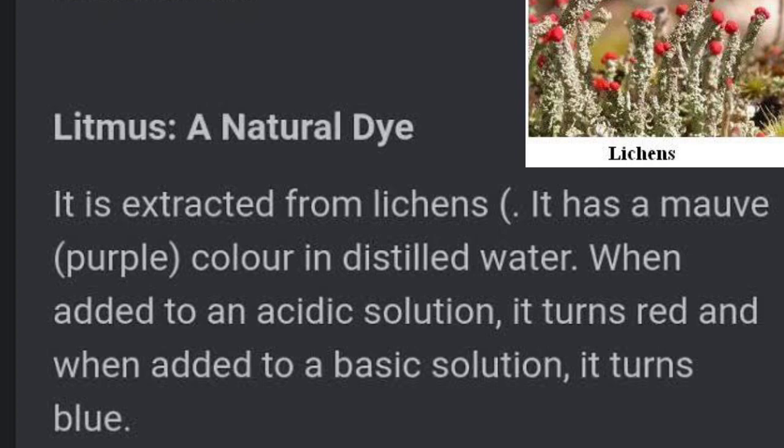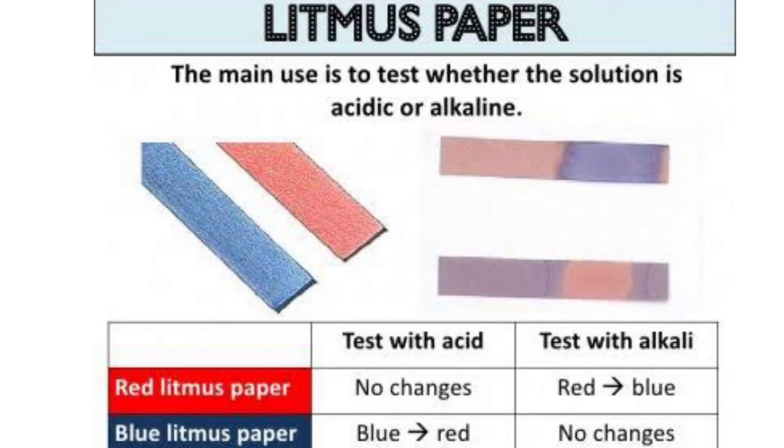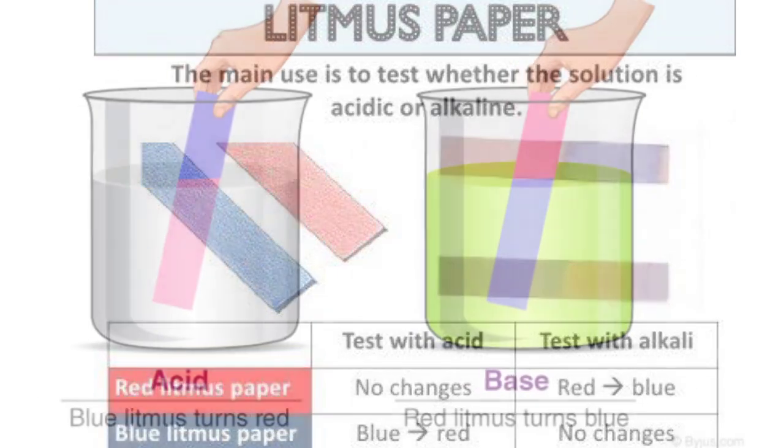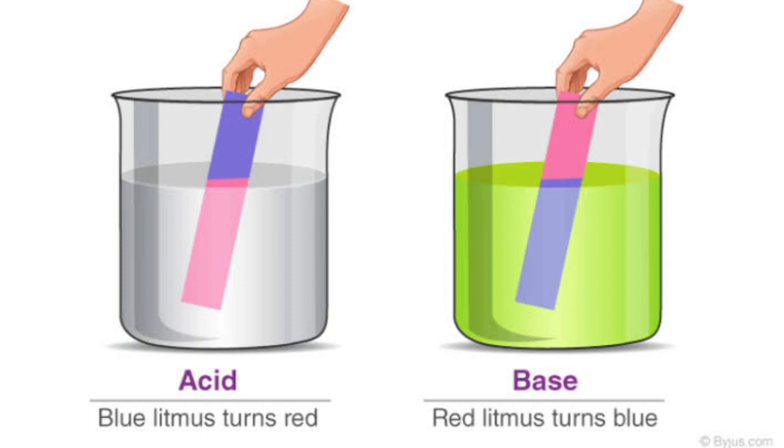So what is litmus? Let's understand about litmus. Litmus is an indicator that is commonly used in school lab. It is a purple dye made from an organism called lichen. Purple litmus solution turns red in an acidic solution and blue in a basic solution. Litmus is often used in the form of blue and red paper strips. Acids turn blue litmus paper red, while bases turn red litmus paper blue.